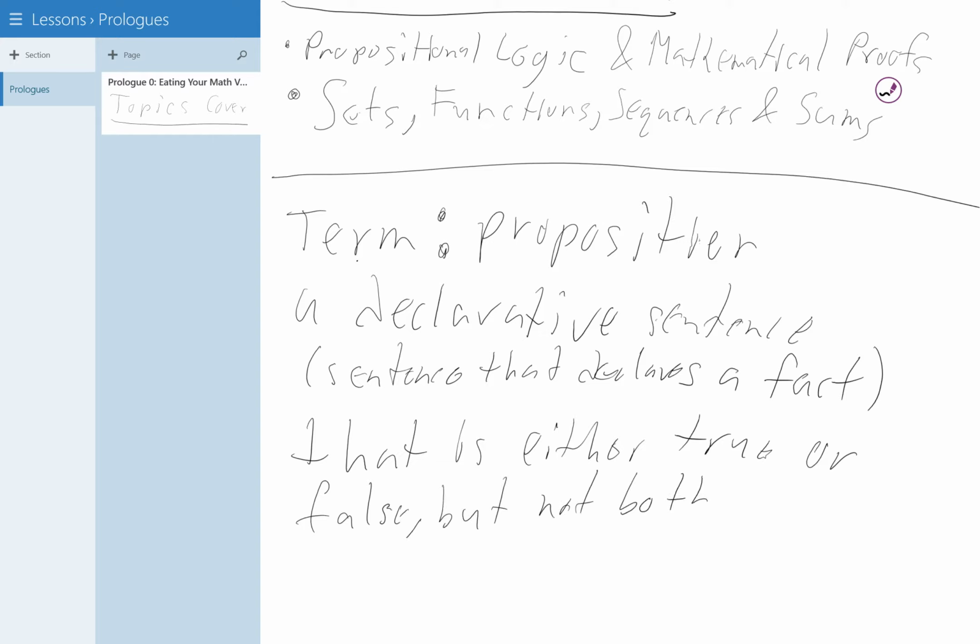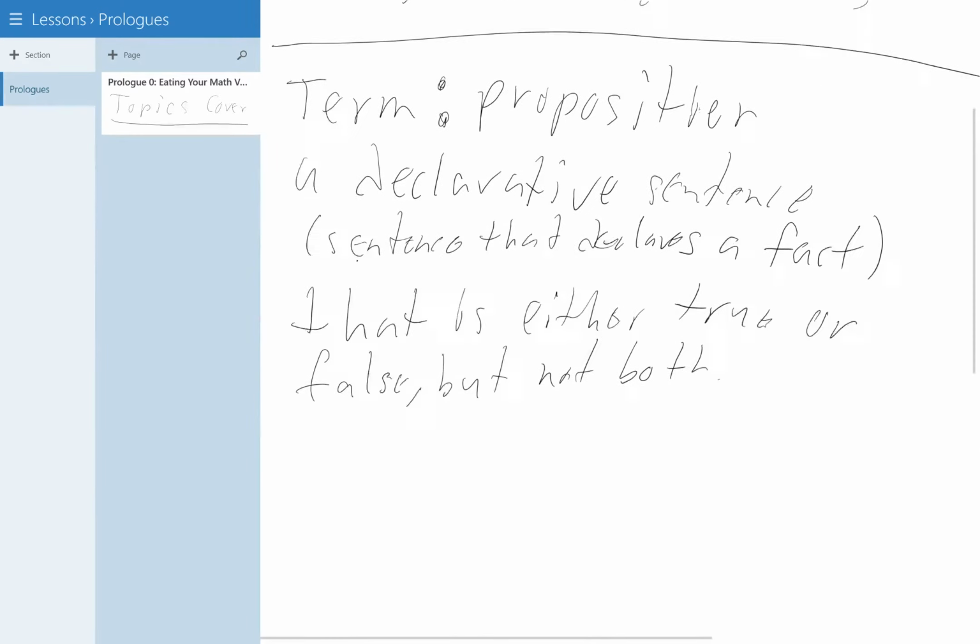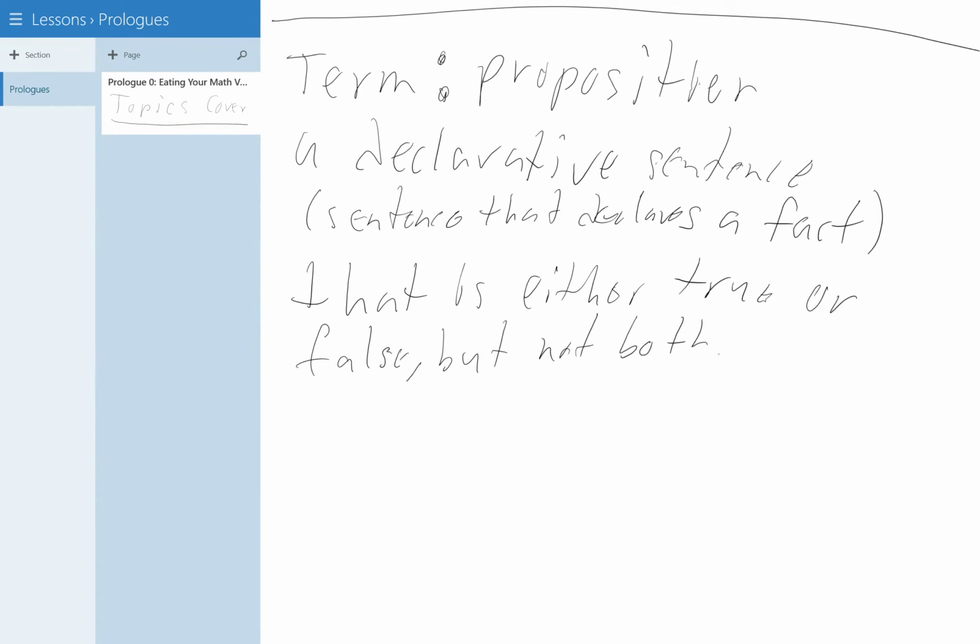Otherwise, if something can be both true and false at the same time, then our rules of logic would break down. We'll actually see later there are ways of doing proofs where you assume the opposite of something and get a statement that's both true and false, a contradiction. That's how we show that opposite can't happen, which is a way of proving the initial conclusion is true. But we'll get into that later. So a proposition is a declarative sentence that is either true or false, but not both.